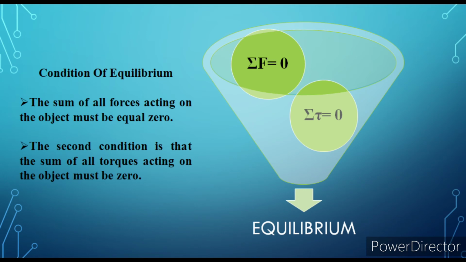For an object to be in equilibrium, two conditions must be met. The first condition is that the sum of all forces acting on the object must be equal to zero. The second condition is that the sum of all torques acting on the object must be zero.